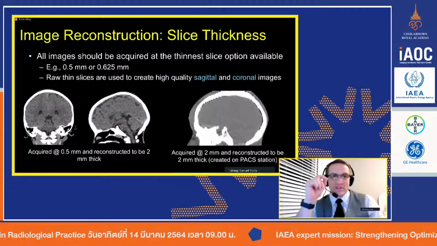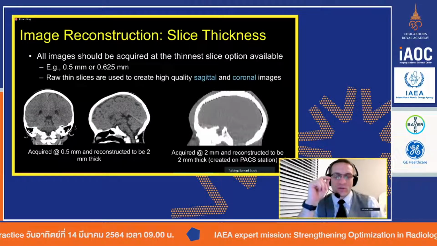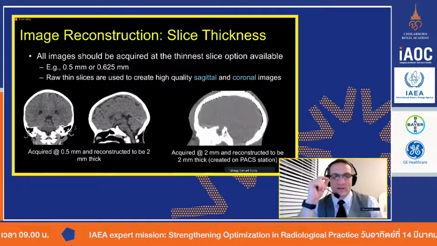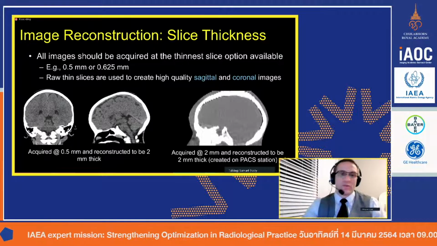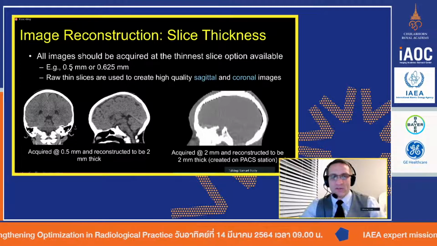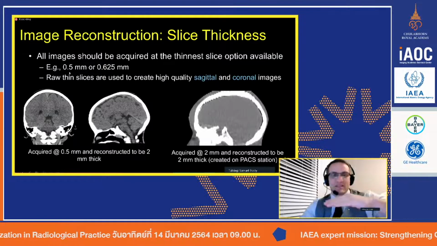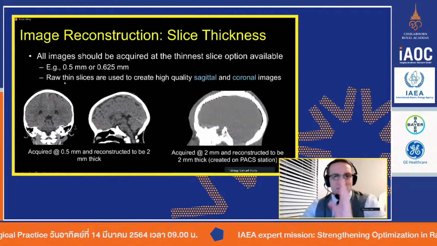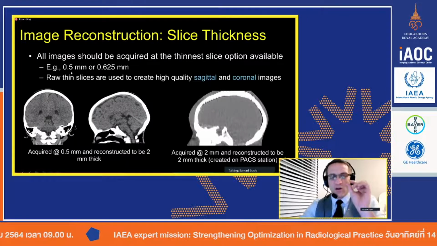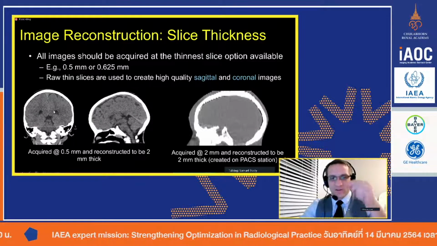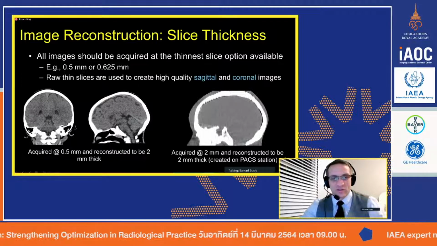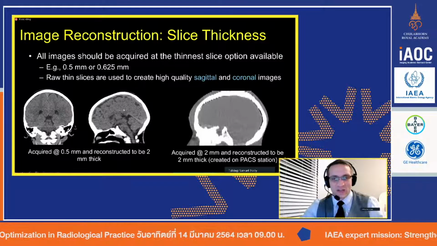The reason, principally, that we want to acquire all of our data using the thinnest data collection option available is because of our reformats. When we acquire everything at 0.5 millimeter, we can slice and dice it however we want. We can make them axial, sagittal, coronal, whatever we want, but because it's all acquired at 0.5 millimeters, the voxels are isotropic. And therefore, you get nice, clean, good-looking images in, say, coronal or sagittal.